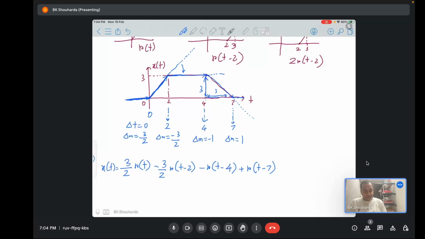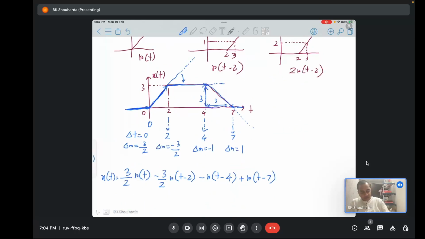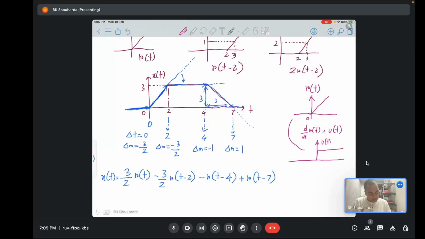Now an interesting property which I would ask you to think about is that this ramp function, if you differentiate this, you would end up getting the unit step function. And if you integrate the unit step function, you get the ramp function.